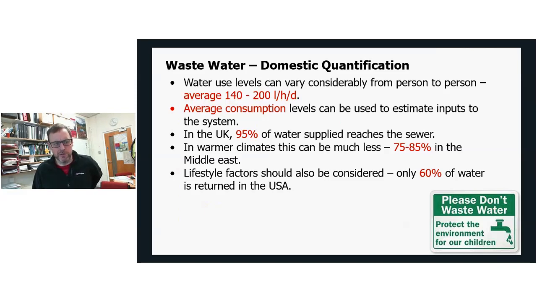Average consumption levels can be used to estimate inputs to the sewer network. In the UK we tend to estimate around 95% of water supplied to households will be returned to the network.